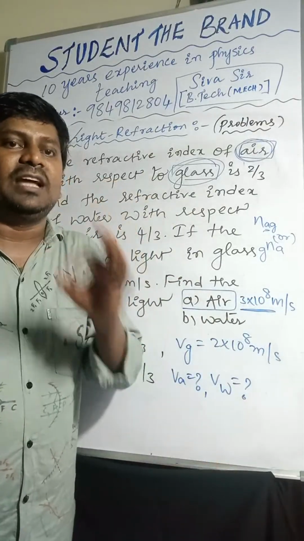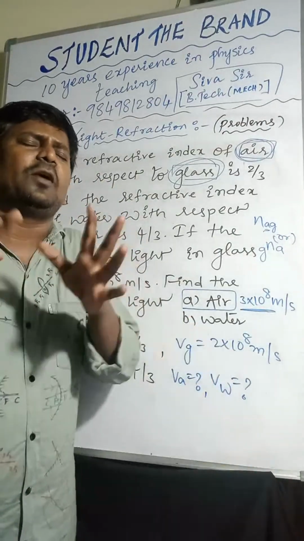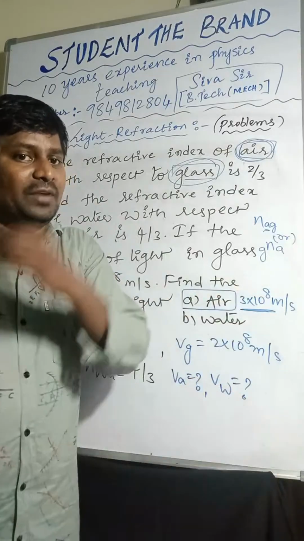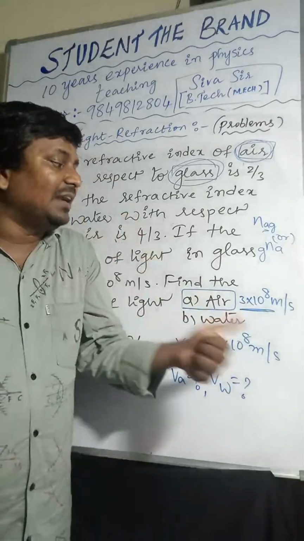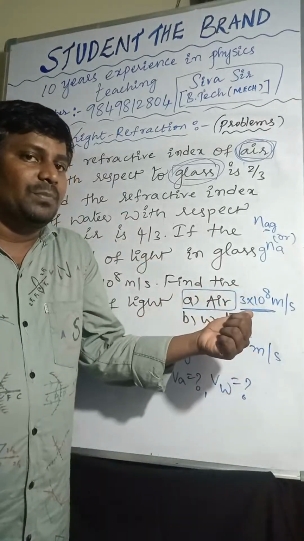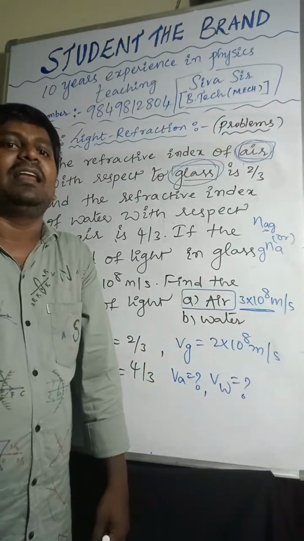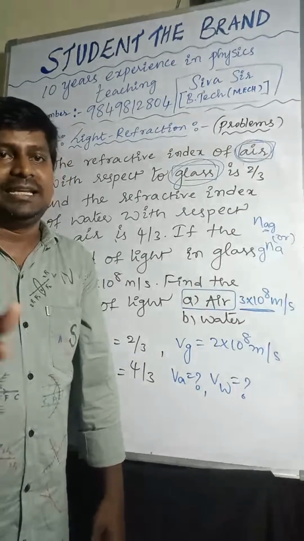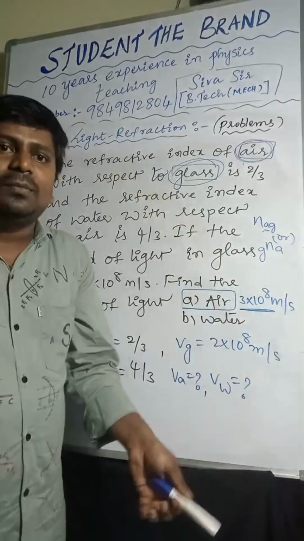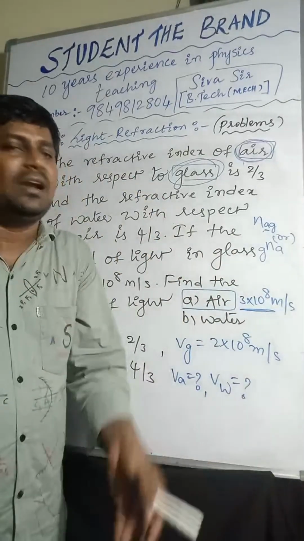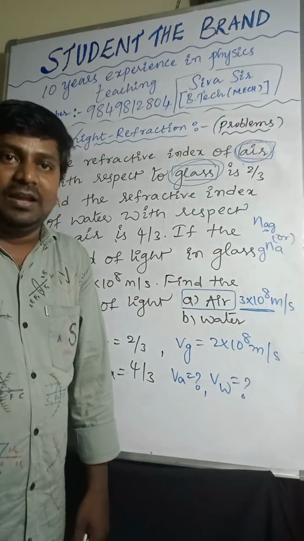So write 3 into 10 power 8 meter per second. That is the answer. Whether you get the correct answer or not, if you are not getting the value 3 into 10 power 8 meter per second, your problem is wrong. The way you are doing the calculation, maybe somewhere you make mistakes. You have to get 3 into 10 power 8 meter per second, compulsorily. Only then is the method you are following correct.